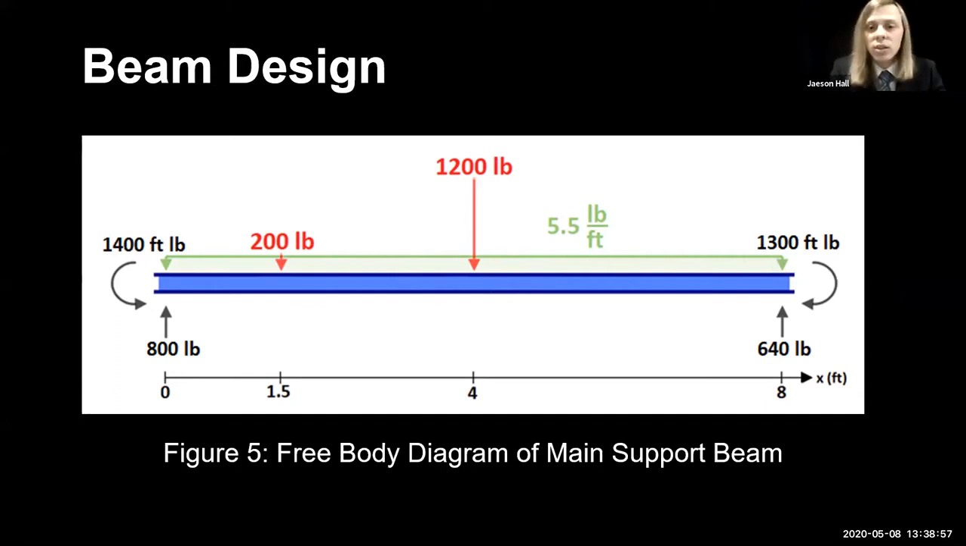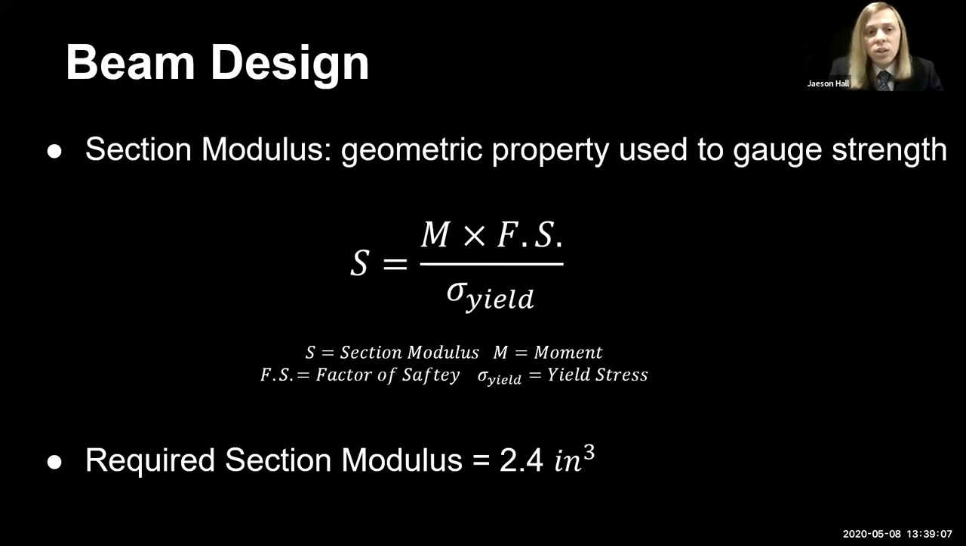And so we can evaluate these loads and calculate their reaction forces and reaction moments, or torques, for each end. So evaluating these loads, we can solve for the beam section modulus. The section modulus is a geometric property used to gauge how strong a cross-section of your beam is. The formula for that is the max moment or torque applied to the beam from the loads applied to it, multiplied by your factor of safety. The factor of safety expresses how much stronger a system is than it needs to be for an intended load.